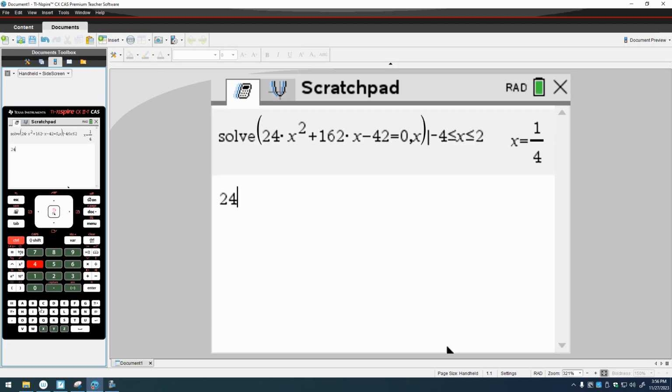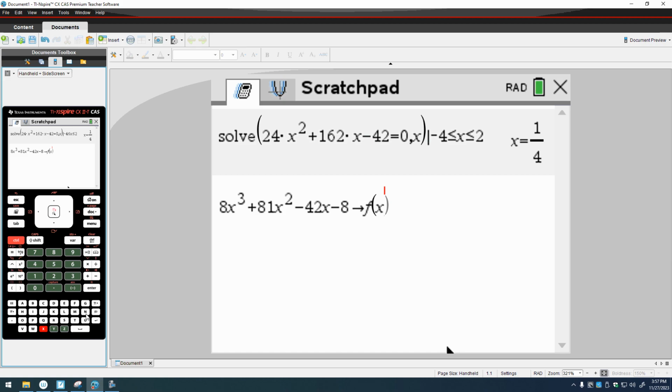I'm going back to f of x. I'm going to go 8x raised to the 3rd power, get out of the exponent, plus 81x squared minus 42x minus 8. So there's my function. I'm going to store that. So I'm going to go control var, so the store is what I'm looking for, and I'm going to store that as f of x. I'm going to store it as a function.